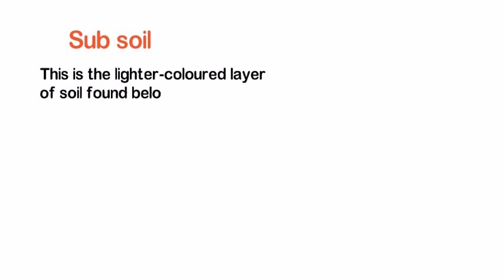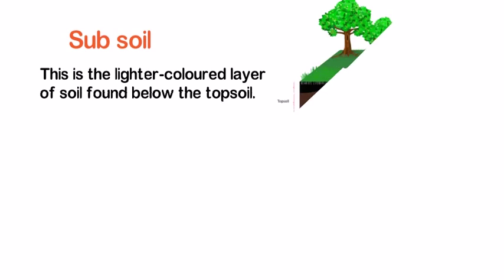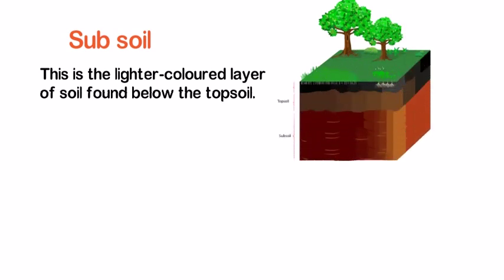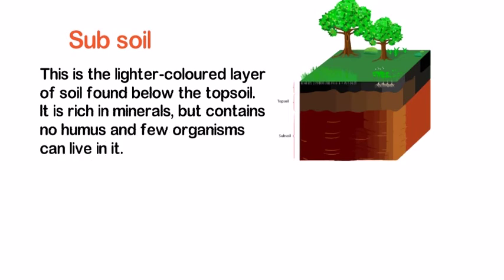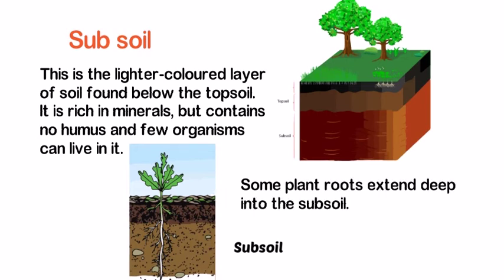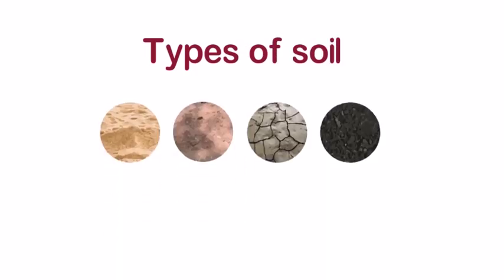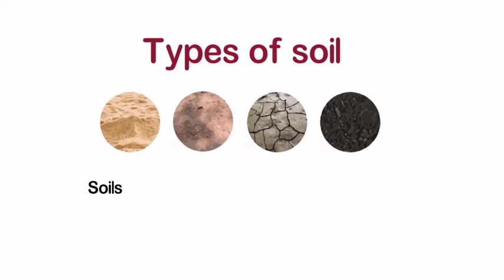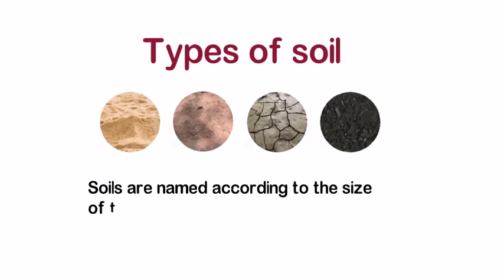Subsoil. This is the lighter colored layer of soil found below the topsoil. It is rich in minerals, but contains no humus and few organisms can live in it. Some plant roots extend deep into the subsoil. Types of soil. Soils are named according to the size of the particles present in them.